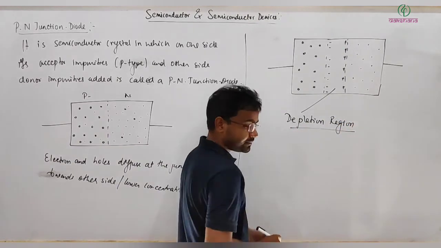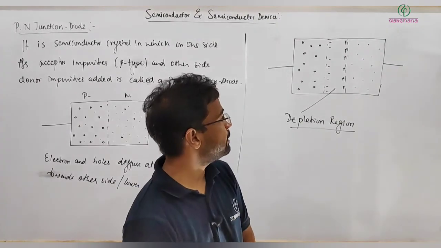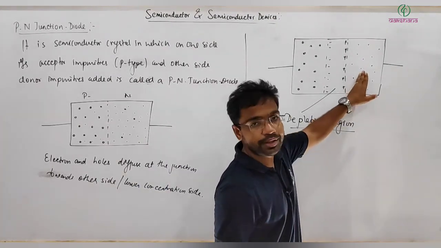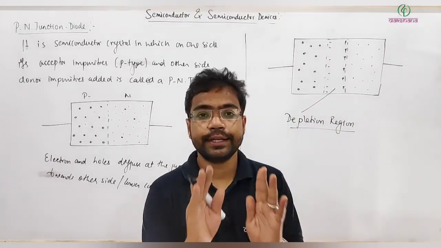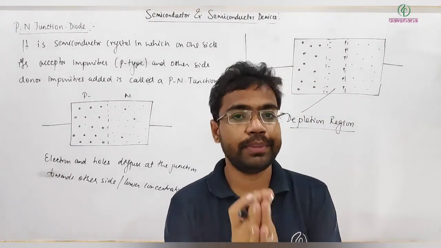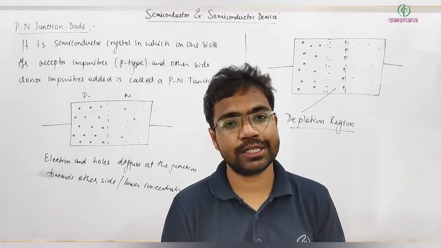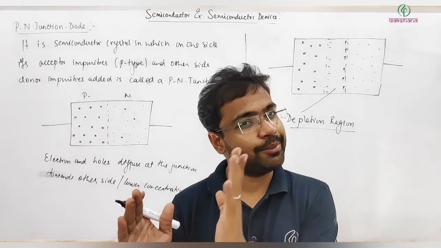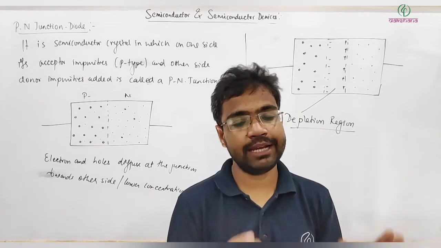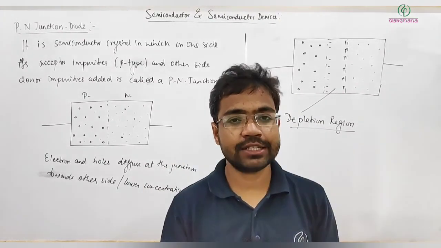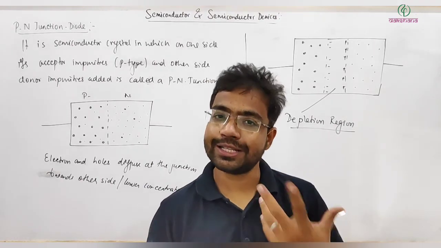Now another thing is, if diffusion is taking place, then still the concentration on this side is higher. Try to understand it. We understood the p-n junction: it is simply a semiconductor crystal in which on one side p-type impurities are added, on another side n-type impurities are added, and that is termed a p-n junction. Now I am trying to understand more about it.